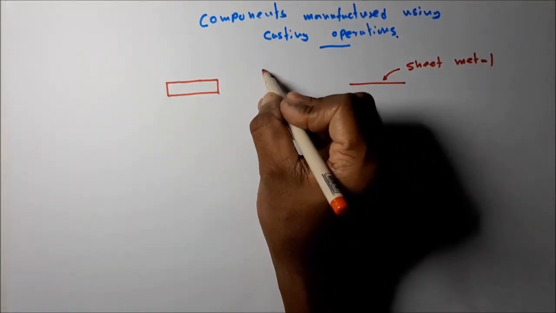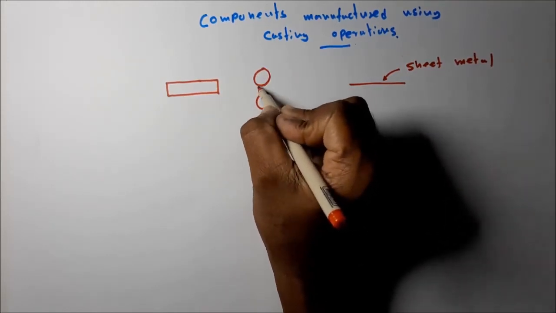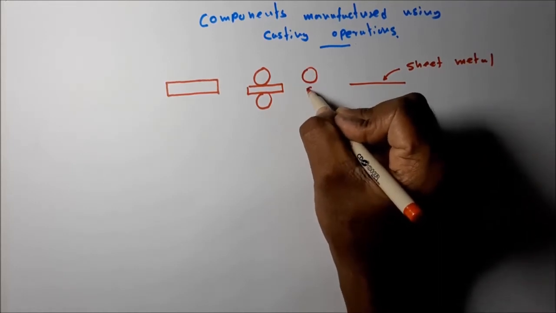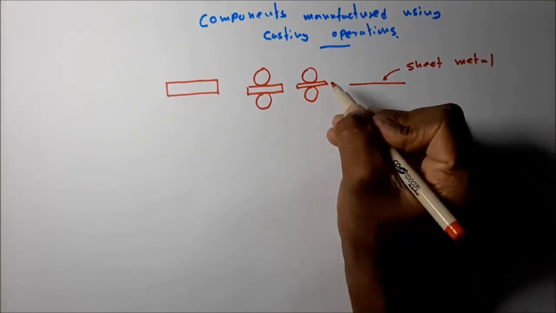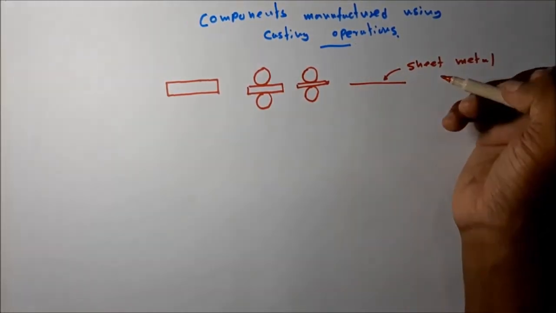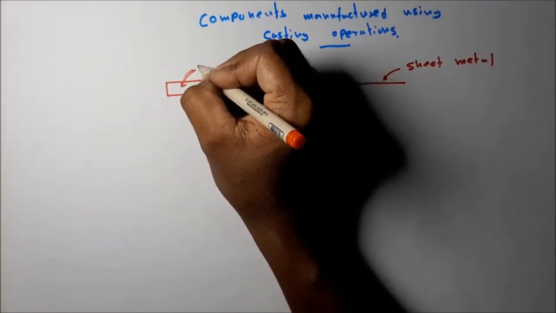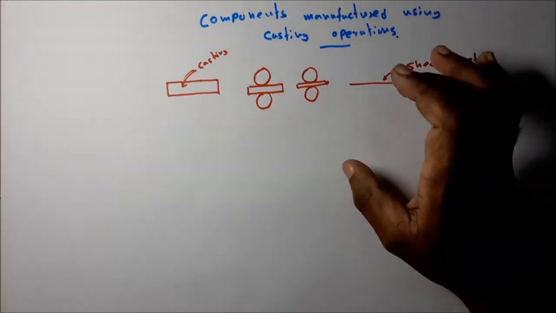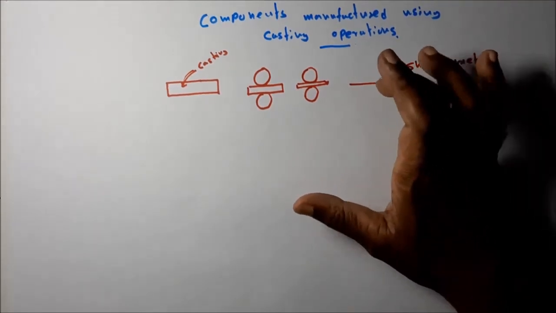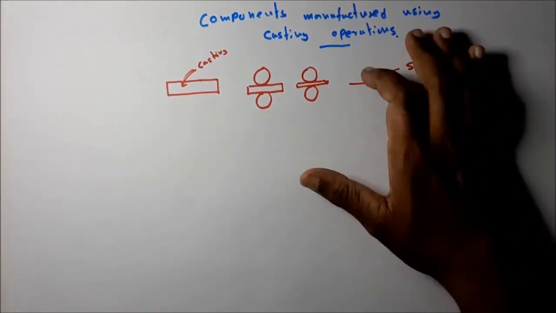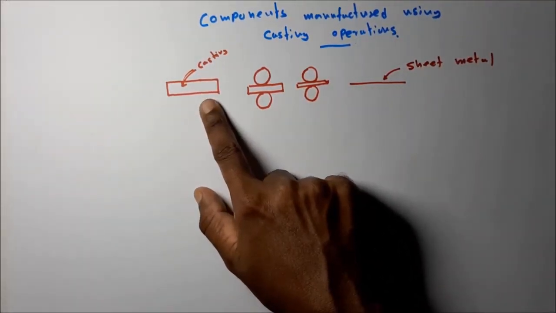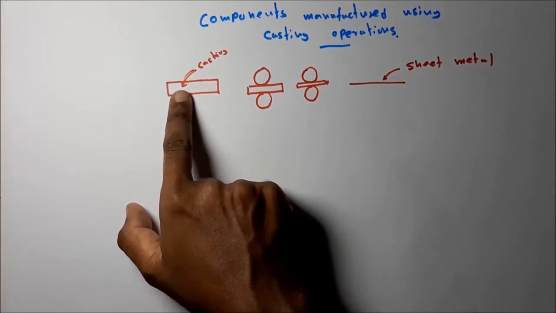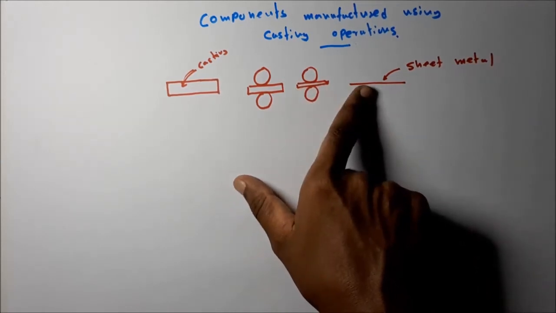Then this billet passes through a set of rollers, oppositely rotating rollers, in order to reduce the thickness, and finally we have the sheet metal. It passes through the set of rollers to get the required thickness. So the billet is manufactured using casting operations. Sheet metal is not a direct cast component, but it has a continuous casting stage in its manufacture. Then the billet passes to the rolling operation to get the thickness for the sheet metal.